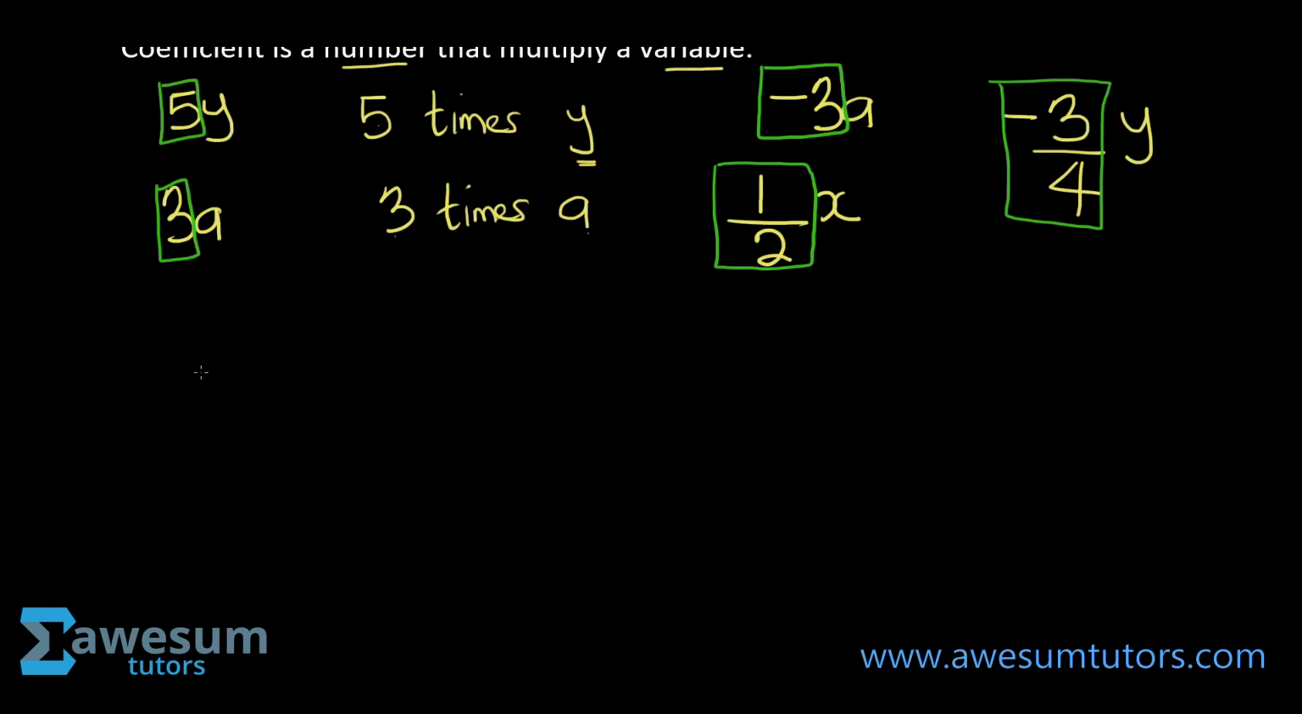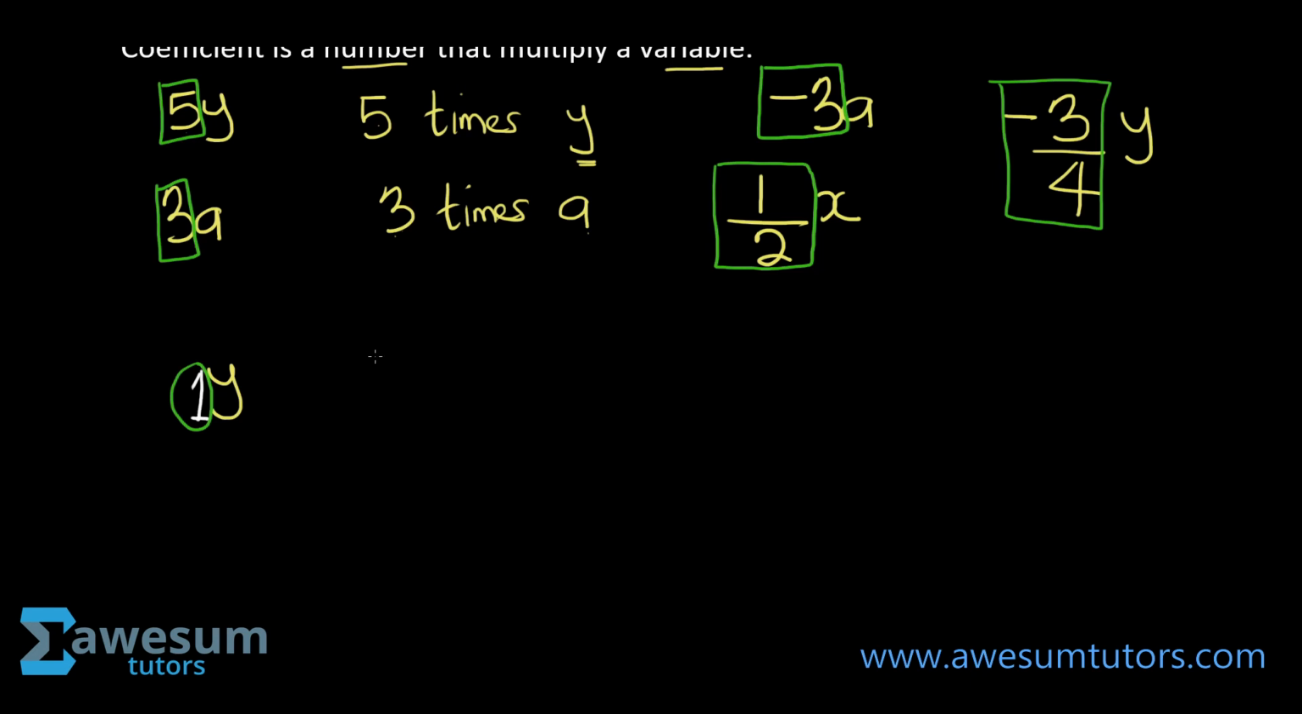So let us take a look at this. If I have this, y, just a letter y, what is the coefficient right here? If you have a letter y, there is an invisible 1 right here. So this means 1 times y. Therefore, your coefficient in this case is going to be 1. So the coefficient of y is 1.